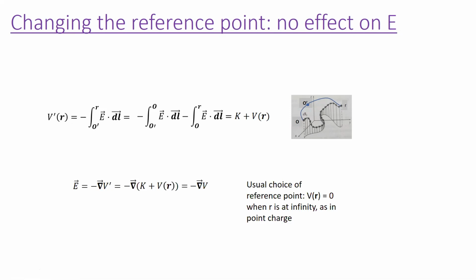And so we have a freedom to choose our reference point when we define the electric potential, because it doesn't have any effect on the electric field which we get, because of what we've just talked about here. And we usually take V of R equal to 0 when R is at infinity. Not always, but oftentimes it's most convenient to let the electric potential be 0 at infinity, as in the case of a point charge.